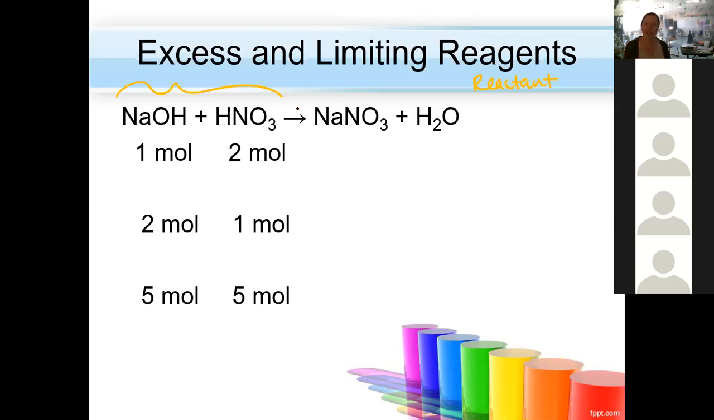So let's apply it to chemistry instead of sandwiches. So I've got this lovely, already balanced equation. So very kindly in a 1-to-1 ratio, but we really only care about the reactant, so it's a 1-to-1 ratio. If I have 1 mole of sodium hydroxide and 1 mole of nitric acid, sorry, that's a 2. If I have 1 mole of sodium hydroxide and 2 moles of nitric acid, which one am I going to run out of first? They're in a 1-to-1 ratio.